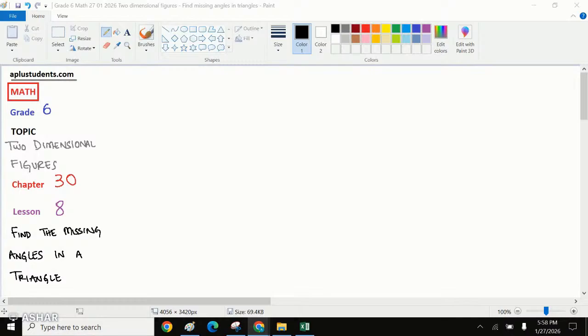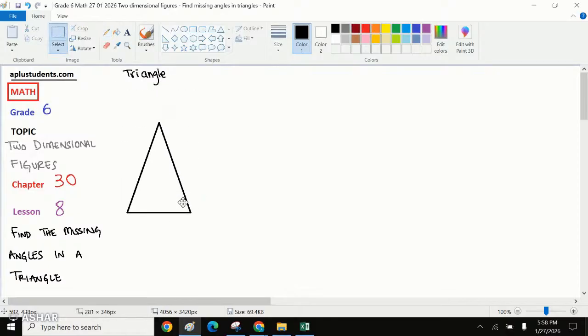Okay, before doing anything, let's see what a triangle is, right? A triangle is a three-sided shape. The word tri means three, and it says angle. That means there are three angles. A shape which has three angles, right?